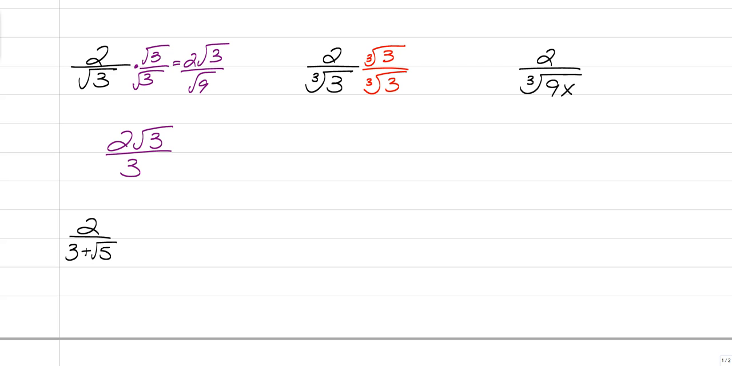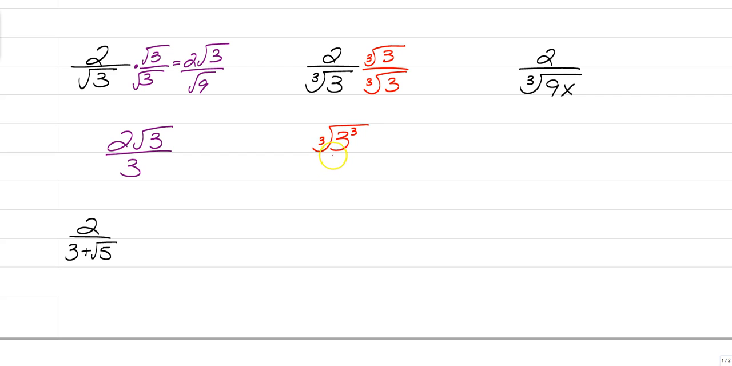And you get 2 cube roots of 3 over the cube root of 9. And the cube root of 9 is not 3. So you still have a radical in your denominator. So how do you fix that? Well, how do you take a perfect cube root of 3? You need to take the cube root of 3 to the 3rd power, because 3 divided by 3 is 1.